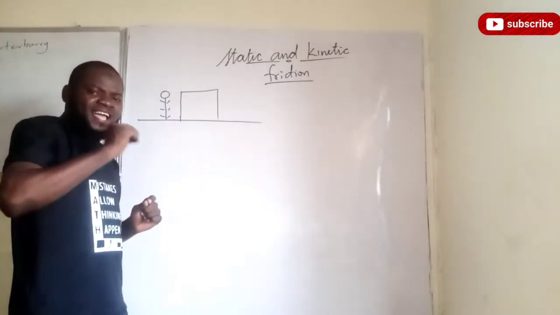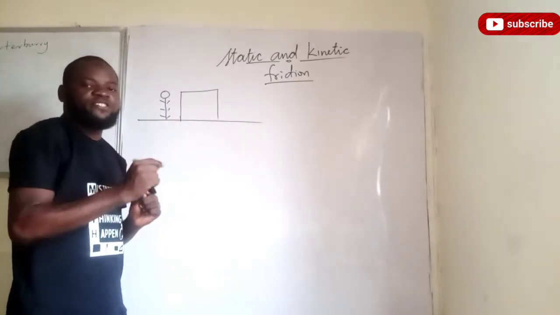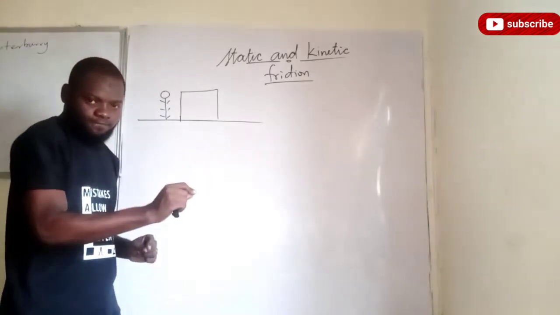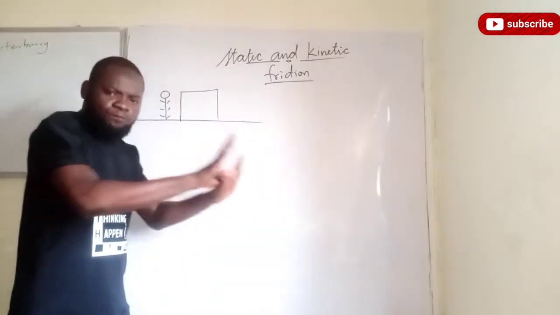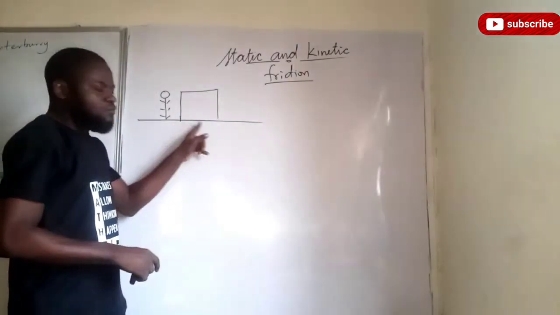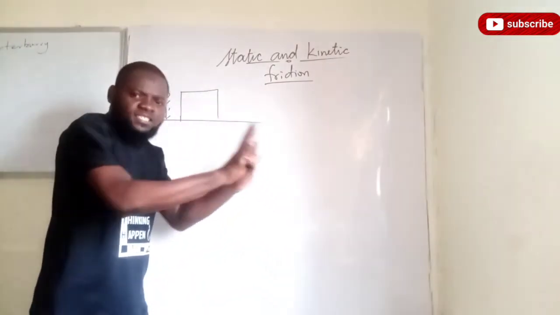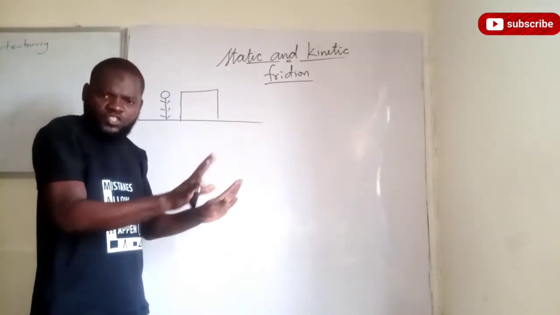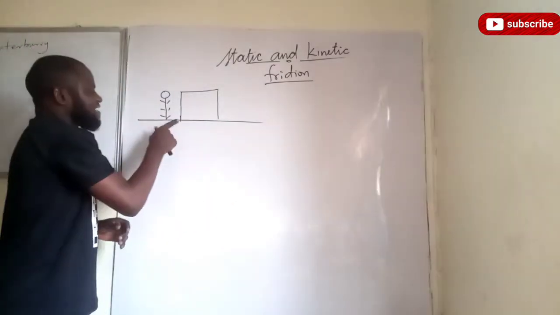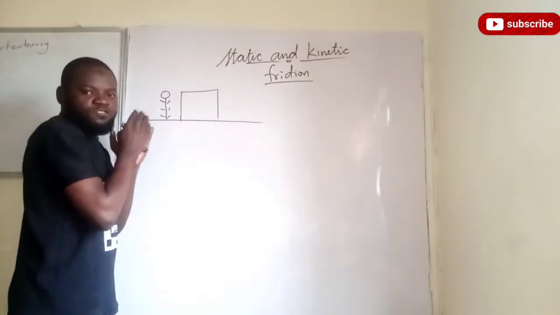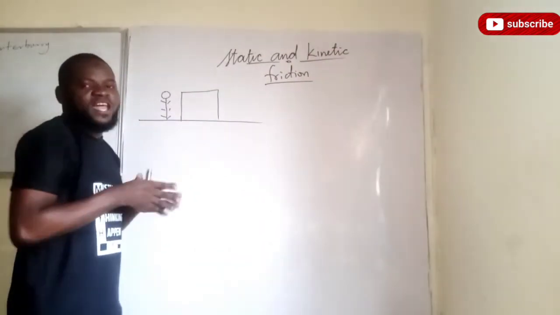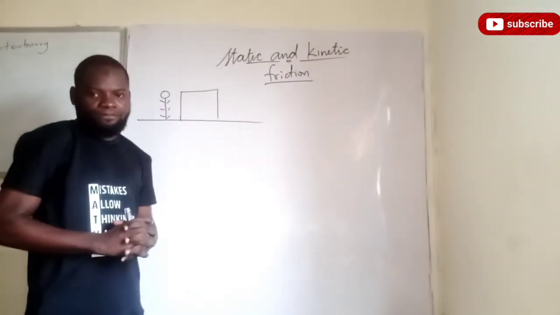When that body starts moving, the force that caused the body to start moving is regarded as limiting frictional force. By the time I keep pushing it, since the body has already started moving, pushing it will be easier. Then the body will keep on moving. Are we together now? At the time that the body is not moving, the force that prevents this body from moving is known as the static friction.